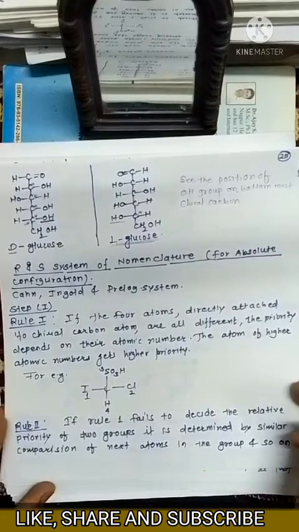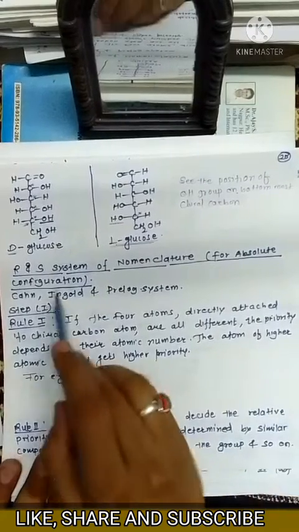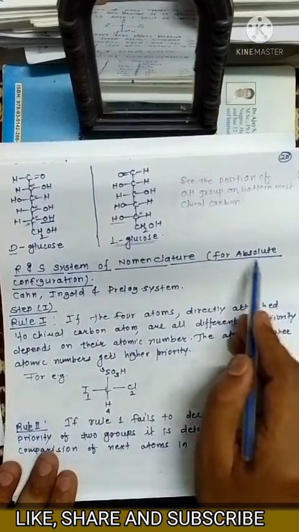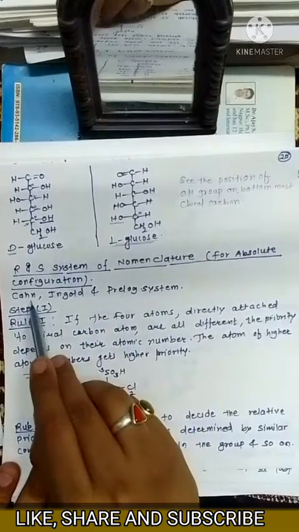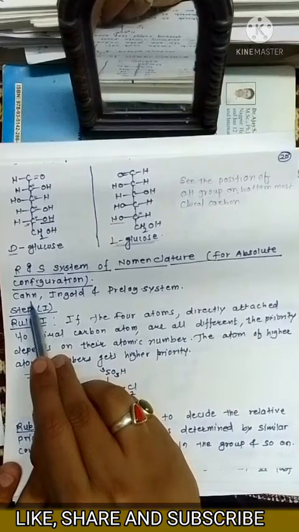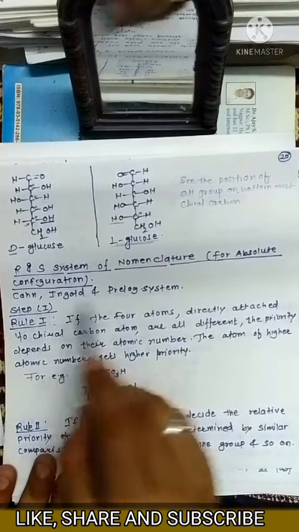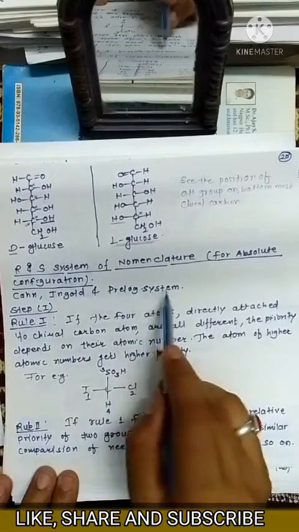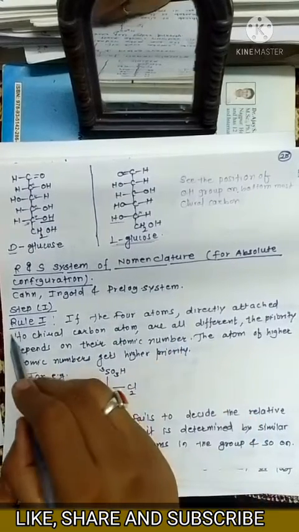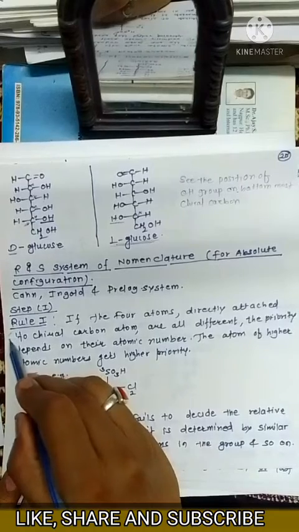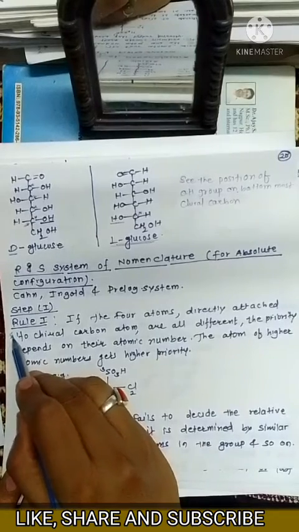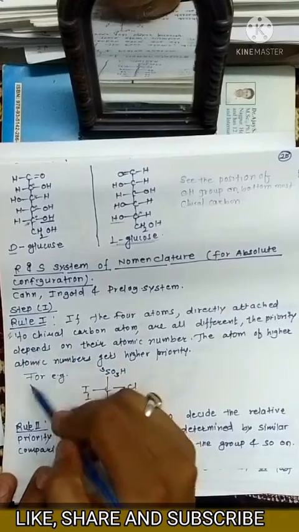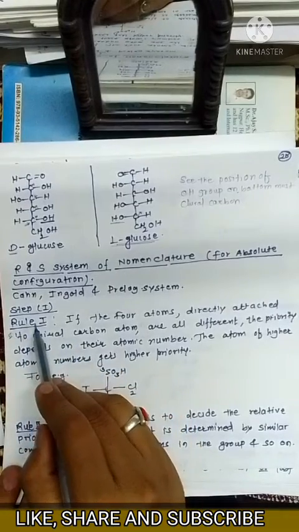Good morning, students. Today we are going to discuss the R and S system of nomenclature, that is, for absolute configuration. It was developed by the scientists Cahn, Ingold and Prelog, so it is also known as the Cahn-Ingold-Prelog system. There are some rules and it is divided into three steps. In step number 1, we have to apply some rules. So first, let us see what those rules are.